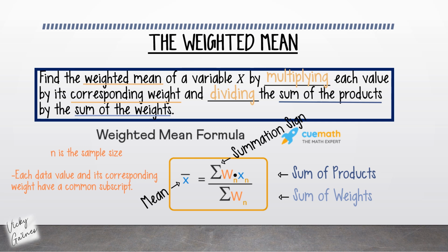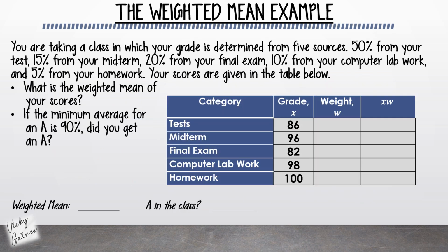Each data value and its corresponding weight have a common subscript. So you're going to go through and do the ones, and then the twos, and the third data value with its weight, all the way up to N, which is the sample size.